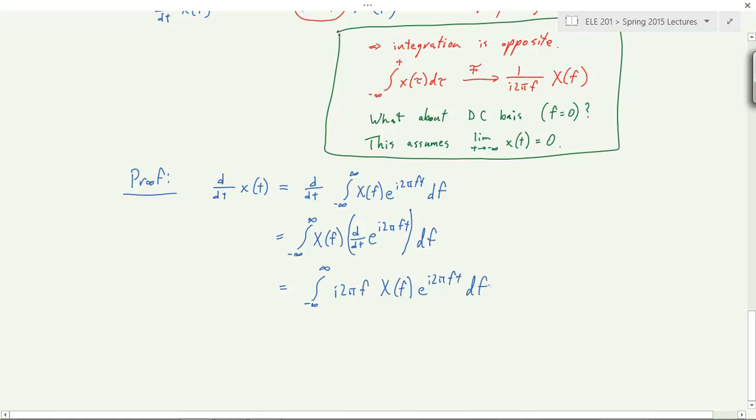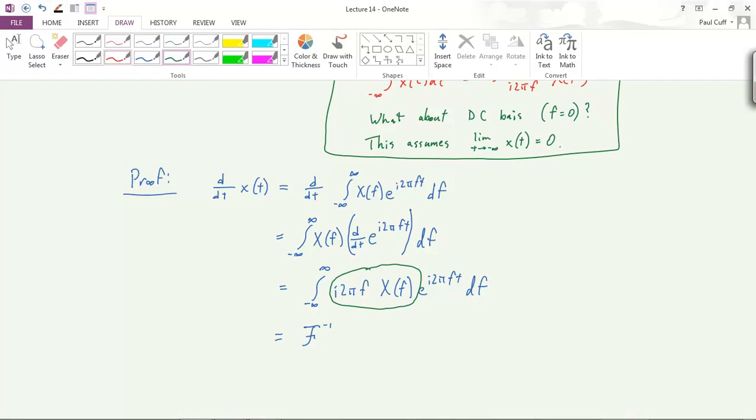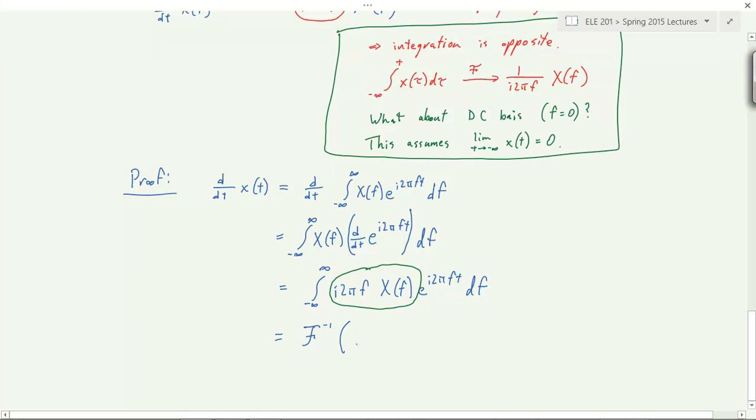And now we just identify that this is the inverse Fourier transform of a new function, this whole function right here. This is the inverse Fourier transform of that function, and that's what our claim is. We've derived that the inverse Fourier transform of this function is the derivative, therefore the other way is true as well. The Fourier transform of the derivative is this formula. So, nice little trick.